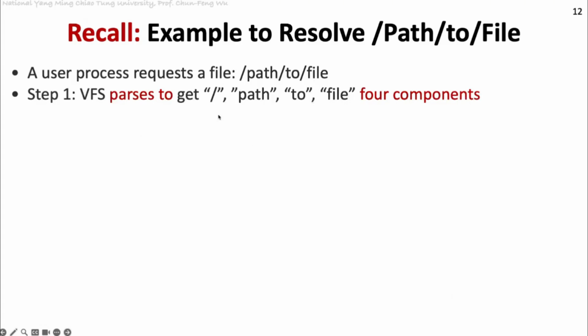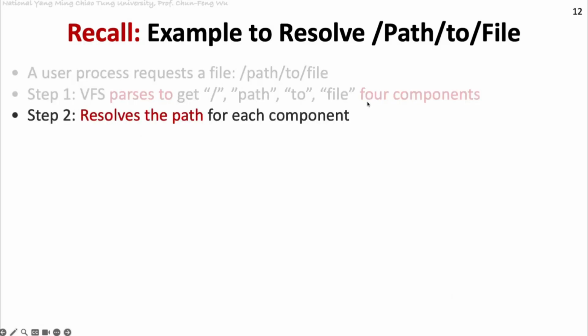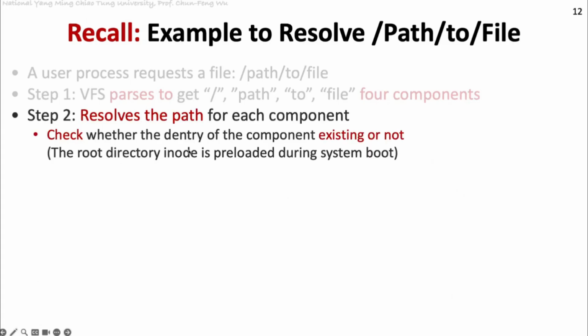There are 3 directories and 1 file, so there are 4 components here. We are going to resolve the path for each component. First of all, we check whether the entry of the component exists or not. The root is always there, because the root is added into memory when the system boots. The root is the starting point for the VFS to walk the path.